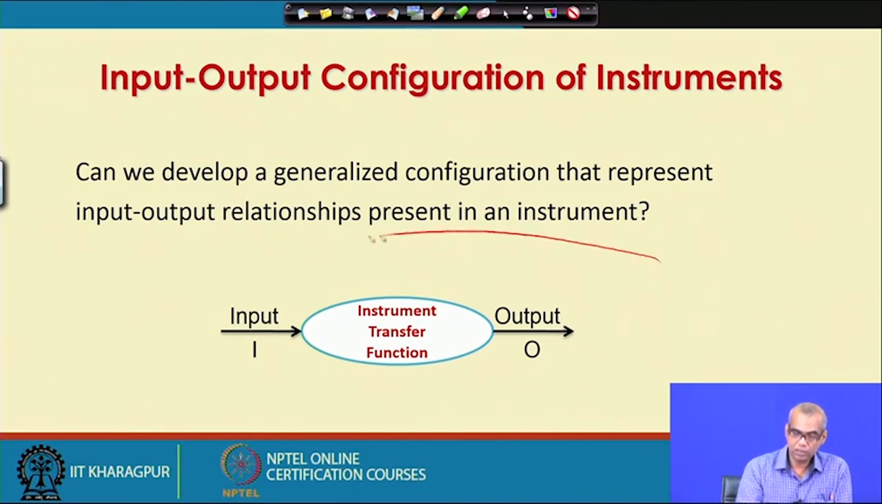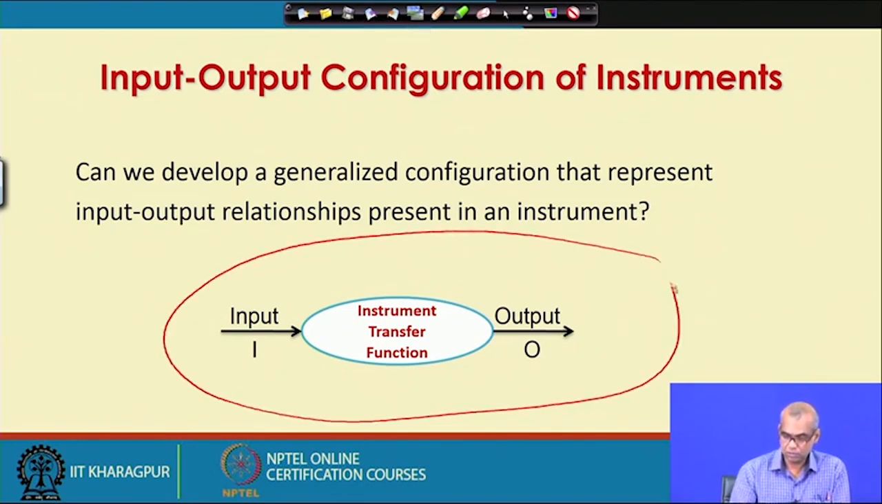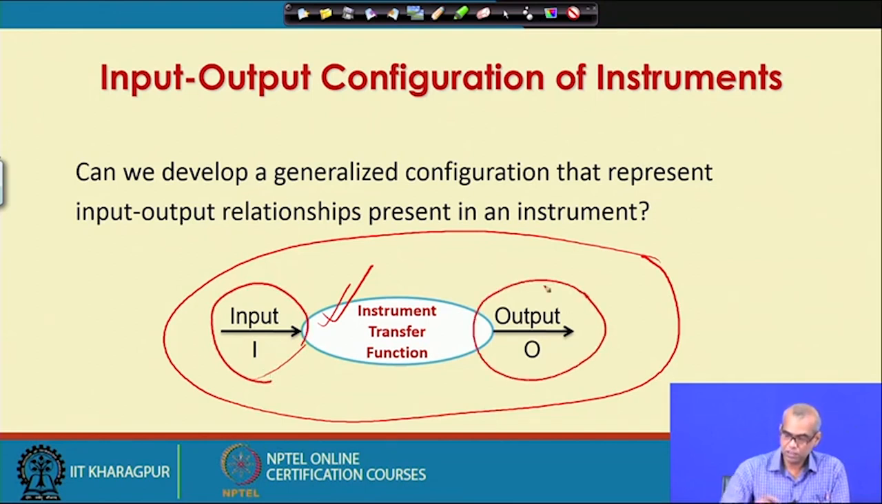What is shown here is a very, very simple representation of an instrument in terms of a block diagram. Imagine the instrument as a black box. So, an input signal goes in and an output signal comes out.